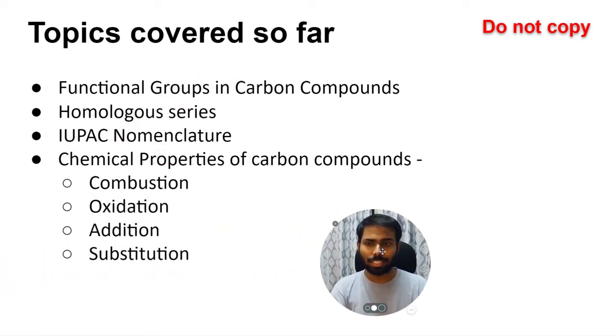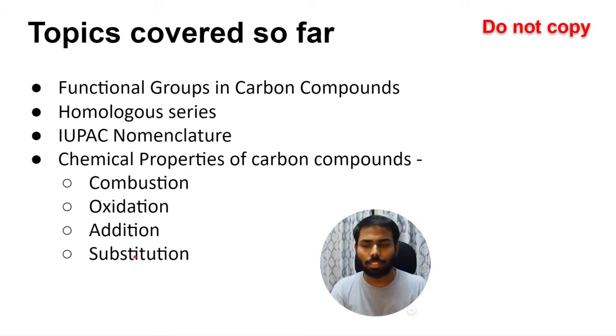And then in the last learning session, we had seen chemical properties of carbon compounds, and the four types of reactions we had seen were combustion. What is combustion? Combustion means burning. So whenever you burn carbon compounds, it is going to get combined with the oxygen in the air, and it is generally going to form products of carbon dioxide, water, and it is going to give a lot of heat. Then we had seen oxidation, which is nothing but combining with oxygen.